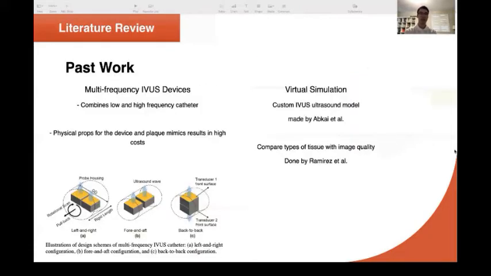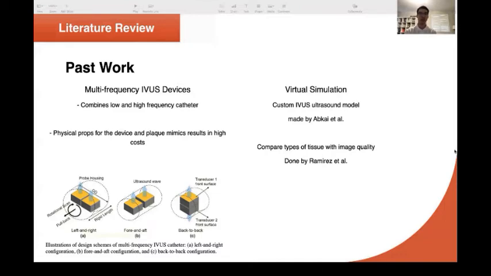In the past, there has been work done to try and address this issue. For example, for multi-frequency IVUS devices, they have combined low and high frequency catheters to make up for this issue. However, they use physical props for the device, such as physical catheters, as well as physical mimics of the plaques to do these experiments, which result in high costs.